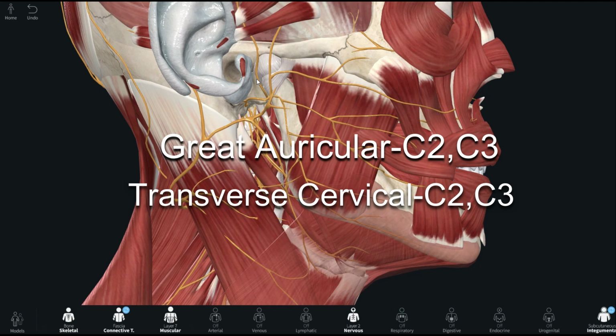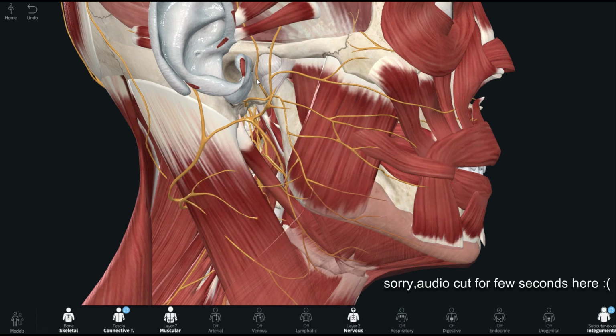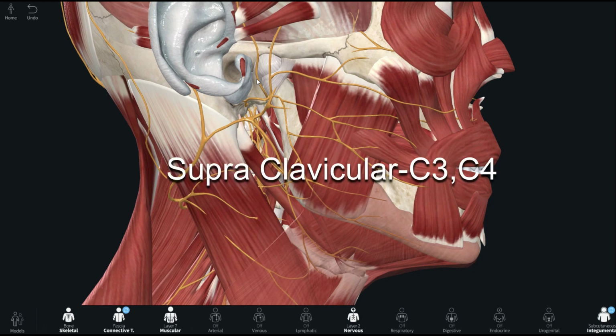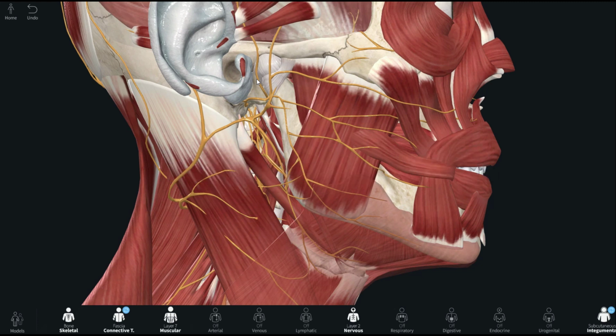Great auricular, GA, again. And last but not the least, super cool, SC, supraclavicular. The root value of this nerve is C3, C4. So C2, C2, C3, C2, C3, C3, C4. These are the 4 root values, and I think it's better to remember them. And it's pretty easy, I think.